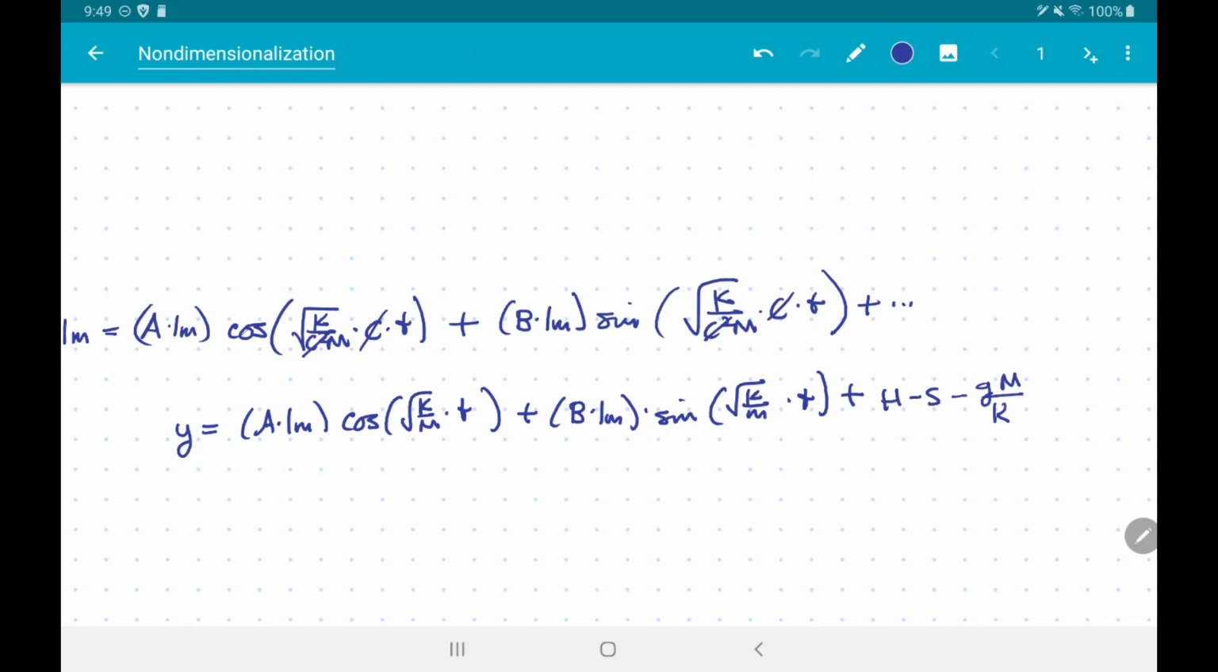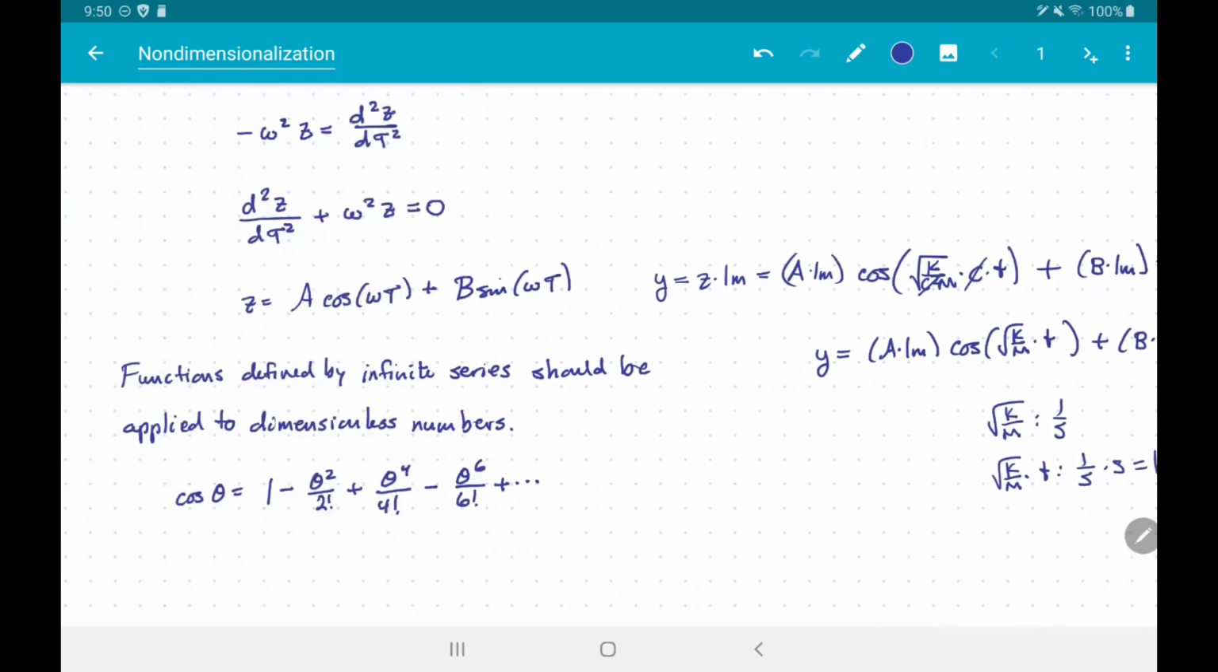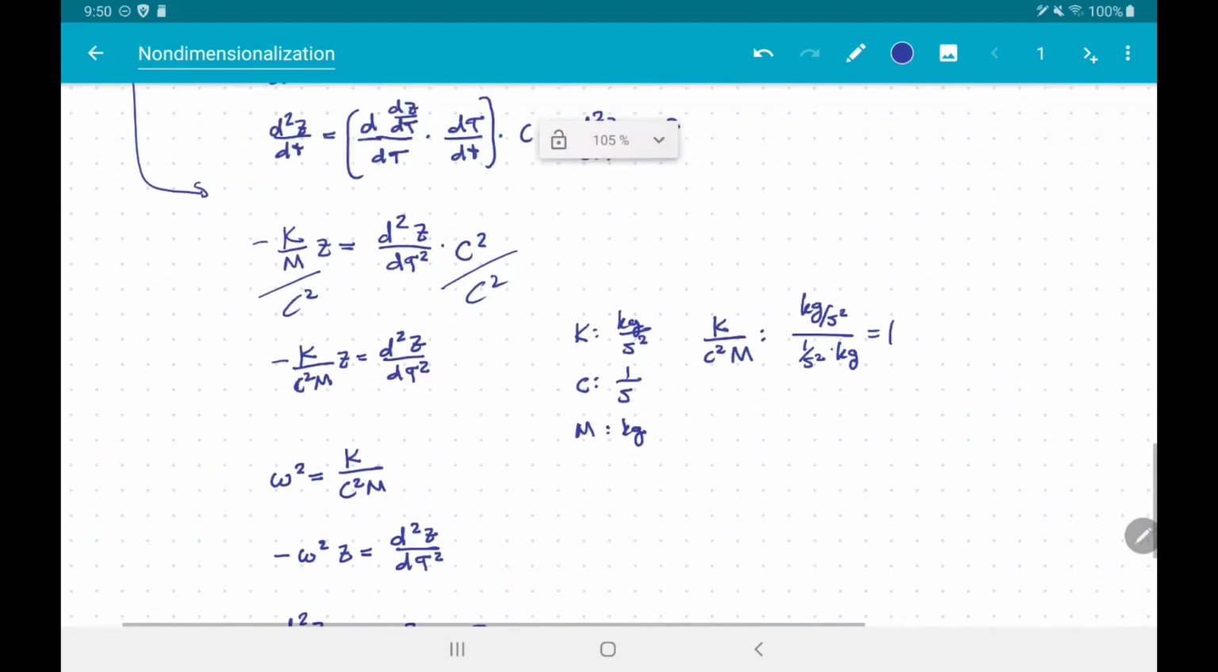Okay, and you can see that again, k over m will have units of 1 over seconds squared. So then the square root of k over m has units of 1 over seconds. So then when you multiply square root of k over m times t, you get 1 over seconds times seconds, which is dimensionless. So it's okay to compute that cosine. Same thing happens for the sine. So that's an example that should be familiar of non-dimensionalization.